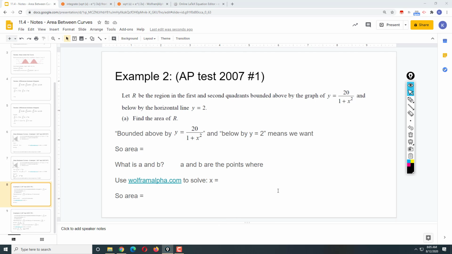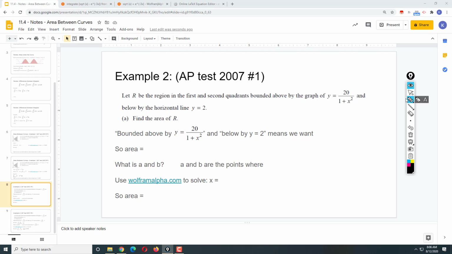Example 2. Let R be the region in the first and second quadrants bounded above by the graph of y equals 20 over 1 plus x squared and below by the horizontal line y equals 2. This one, they're not giving us the graph, and we don't really need it. By the way, first and second quadrants, just a review of terminology. This is the first quadrant, it's the top right. Second quadrant, top left. Third quadrant, bottom left. Fourth quadrant, bottom right. First and second quadrants means that y is greater than or equal to 0, yep.